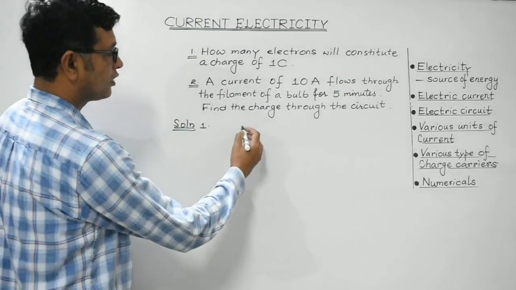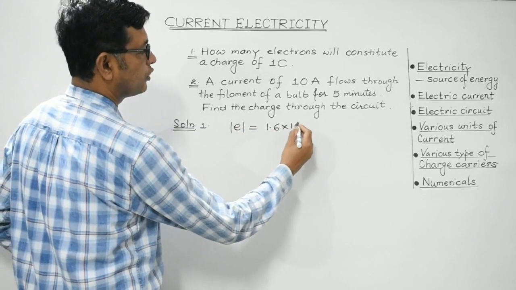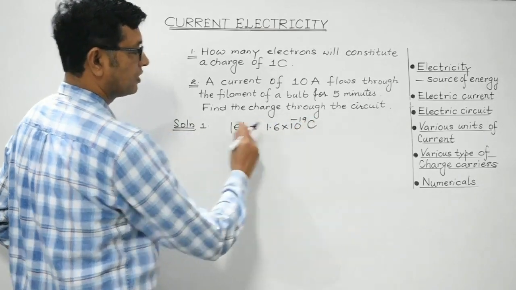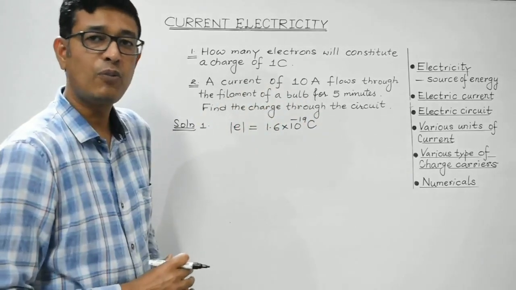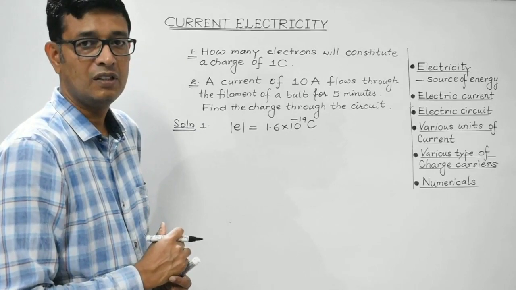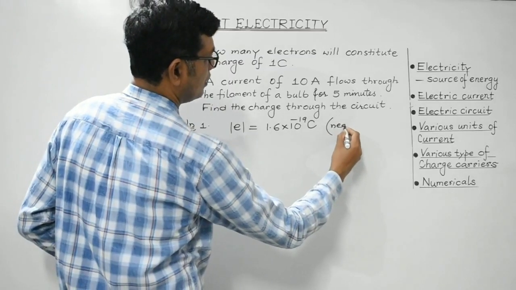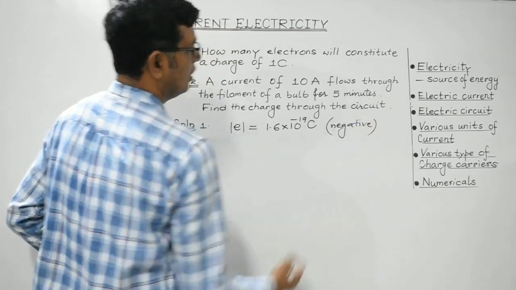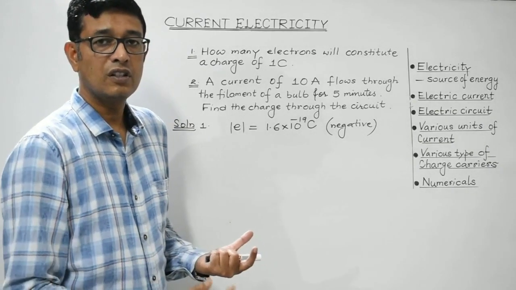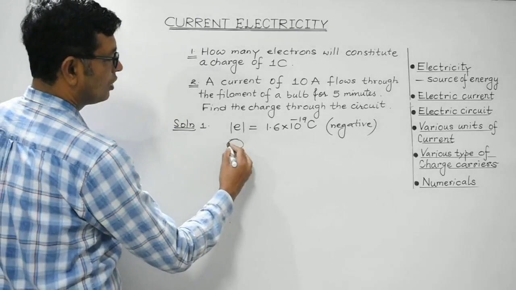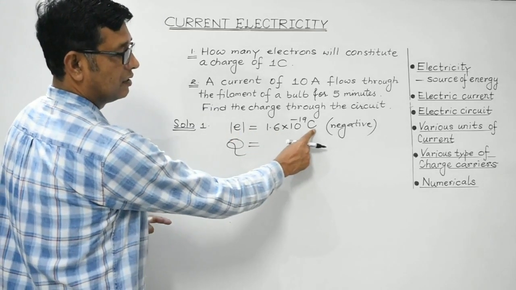Now look, an electron carries a charge given by 1.6 into 10 raised to the minus 19 coulomb. Obviously, the nature of the charge is negative, but magnitude wise it carries a charge of 1.6 into 10 raised to the minus 19 coulomb. Now suppose n electrons collectively constitute a charge of 1 coulomb. Then the total charge constituted by n electrons, where a single electron constitutes this much charge, right?